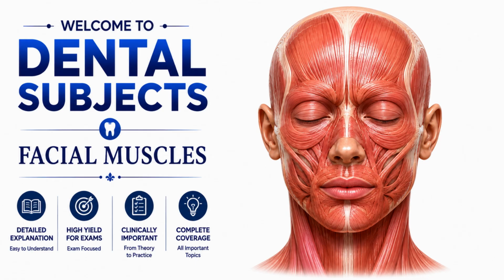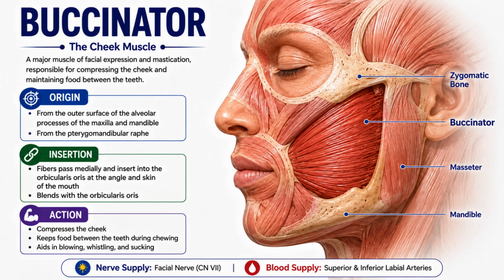We are already discussing the facial muscles, right? Okay, let's discuss the remaining facial muscles. First one is the buccinator muscle. Buccinator muscle is the cheek muscle. It is a flat, square shaped muscle. It forms the side wall of our mouth.